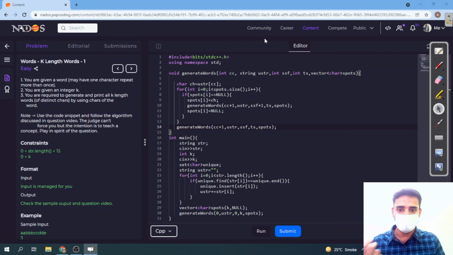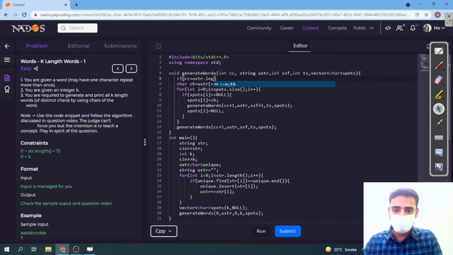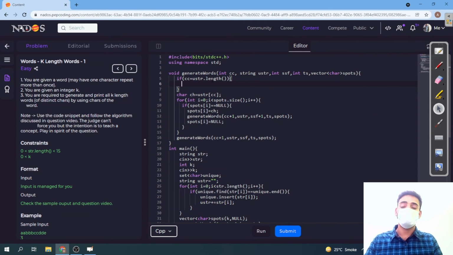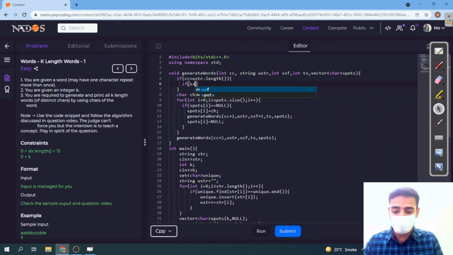So let's go and write that as well. So our condition will be if the level is equal to the last of the string, it means we are at the last of the string. So ustr.length, right? This is done. So it means this is the base case. Inside this, one more condition for when we have to print the answer, that is when selection so far is equal to the total selection.